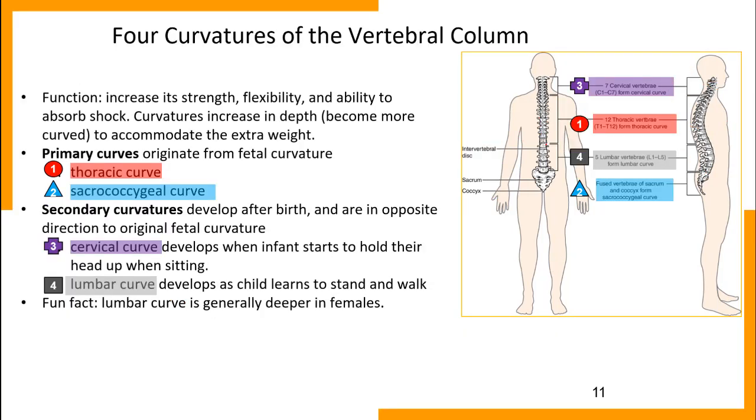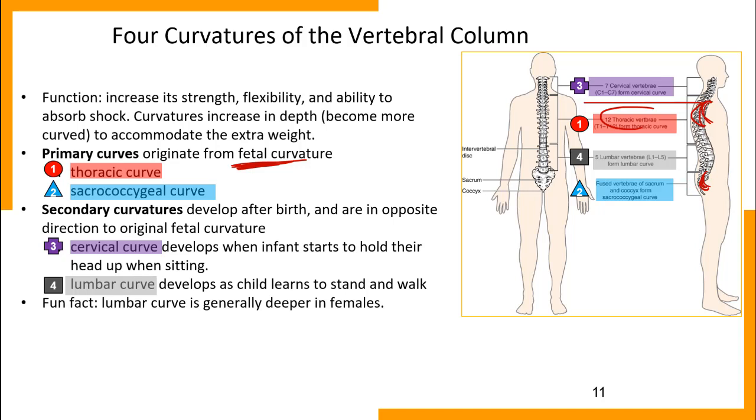So when you look at the vertebral column, you can see that they're not straight. If you look at it from either the front or the back, it looks fairly straight. But if you have a lateral view from the side, you can see that it's not straight, right? It curves. So there are 4 different curves. Two of the curves exist from birth. 2 of the curves originate from fetal curvature. And so this is the thoracic curve right over there, as well as the curve that's formed by the sacrum as well as the coccyx.